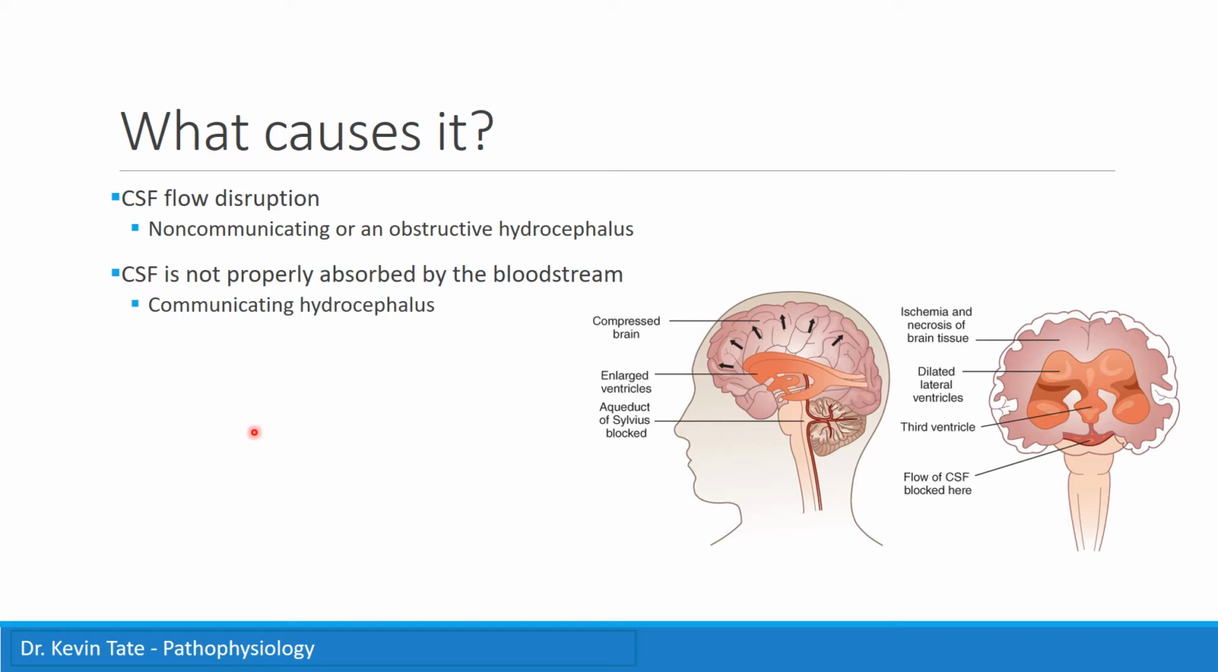Or we could have what is called communicating hydrocephalus. And communicating hydrocephalus is when the bloodstream is not actually absorbing the water. And so the bloodstream is responsible for removing the cerebral spinal fluid. And so if the bloodstream can't pick up that cerebral spinal fluid, then it serves the same thing as it builds up in the system.